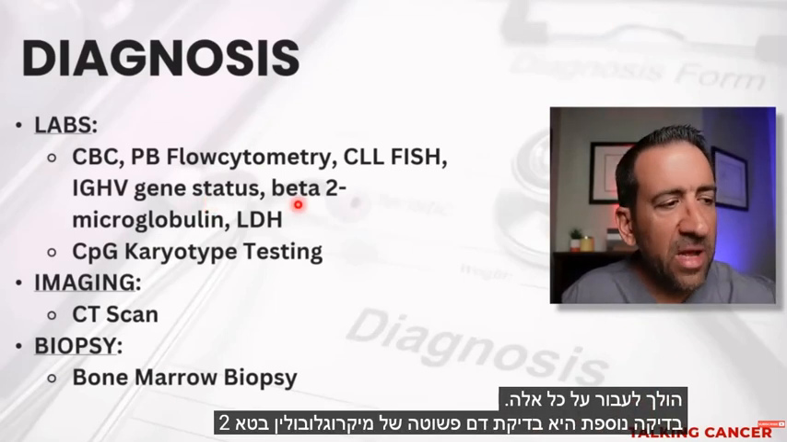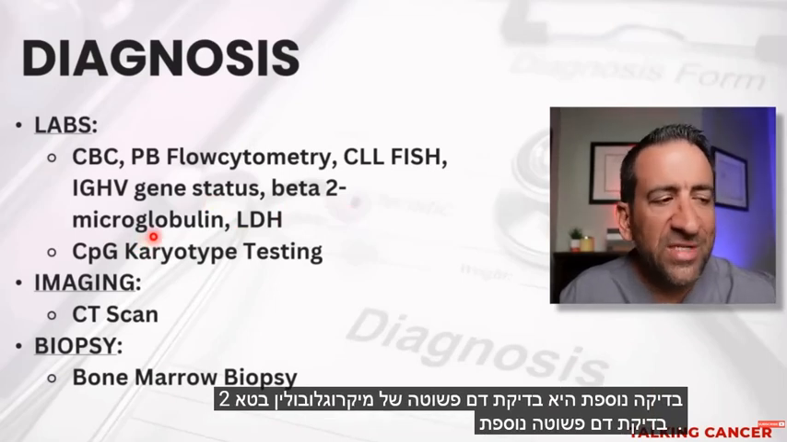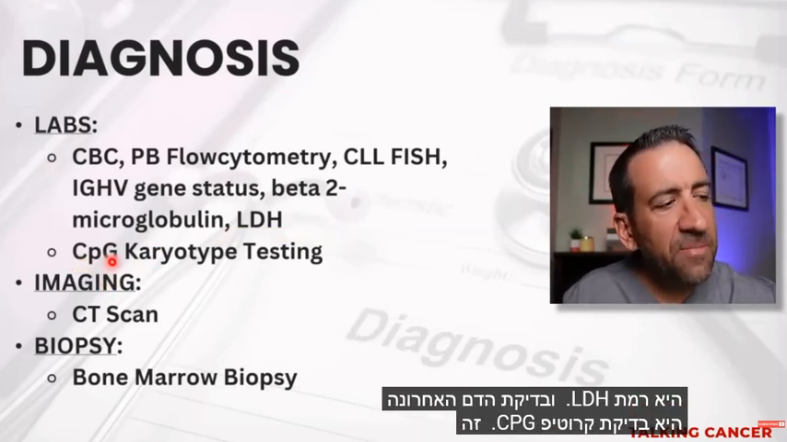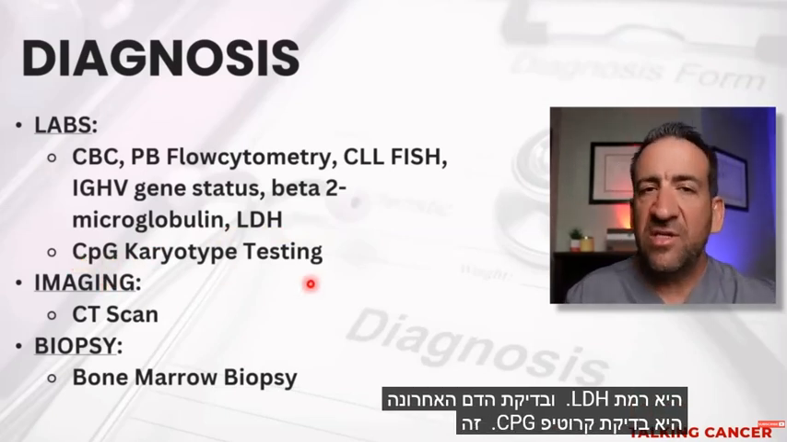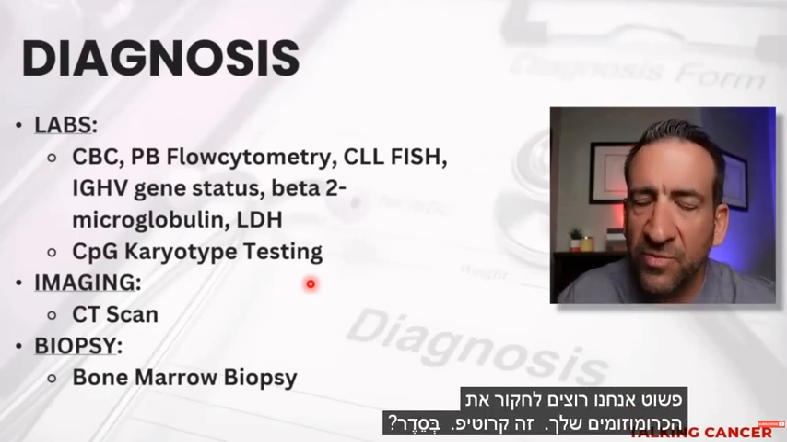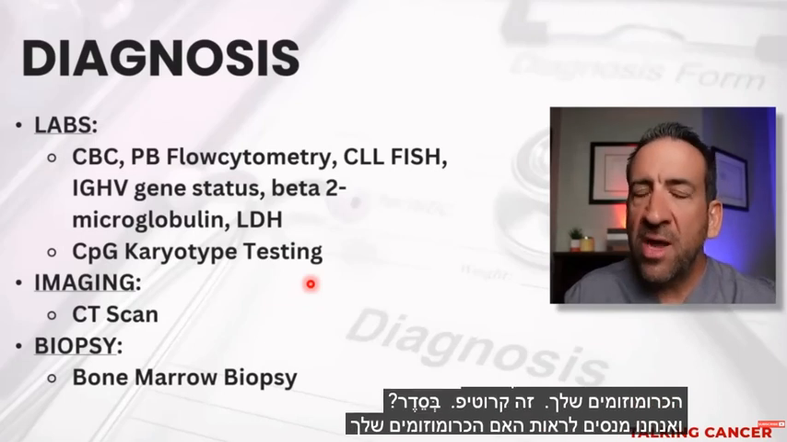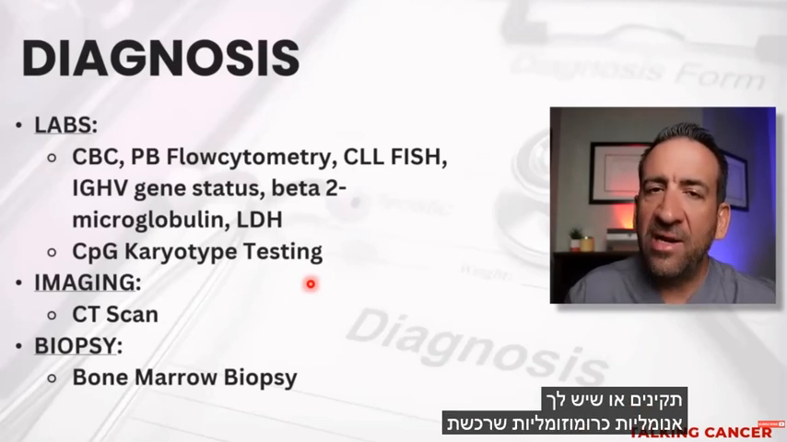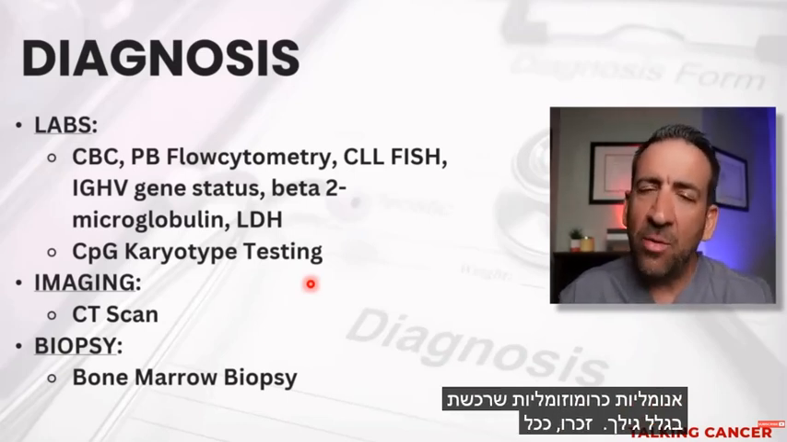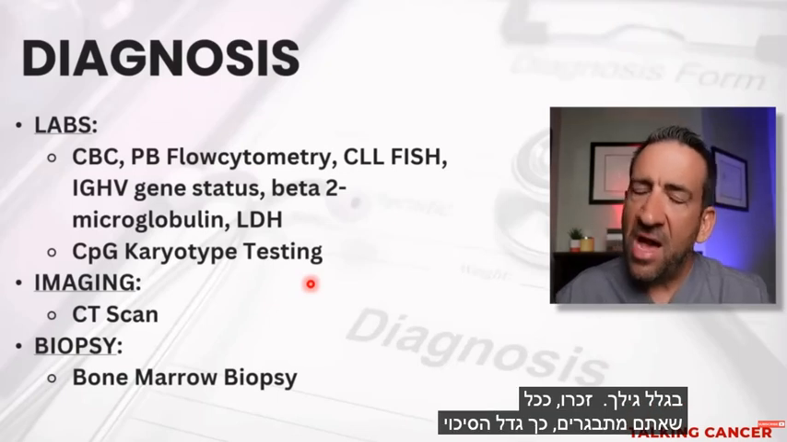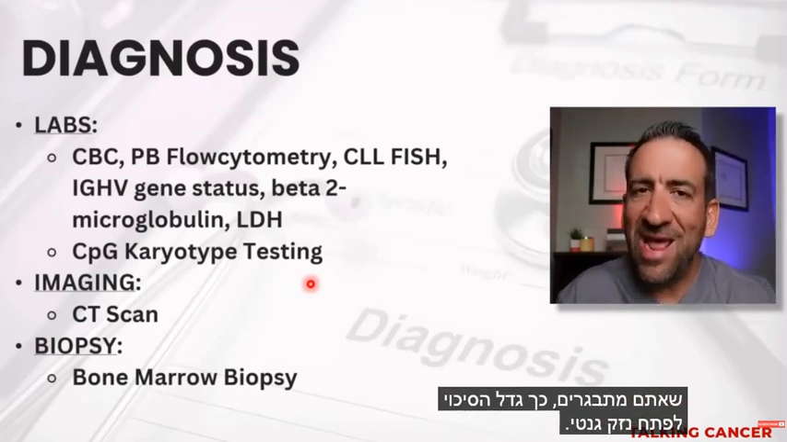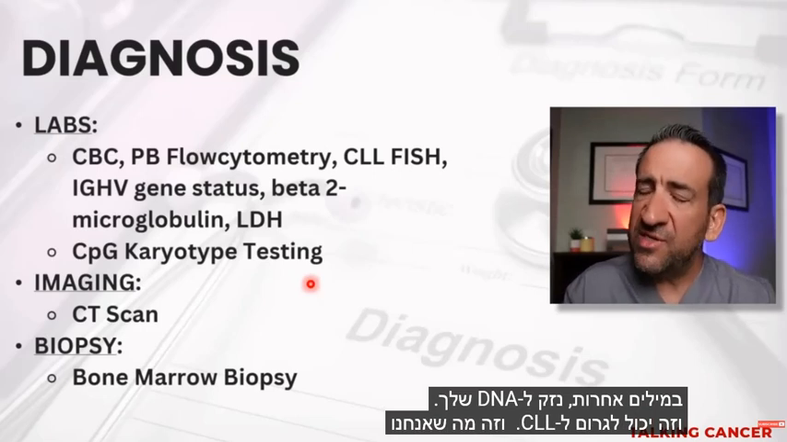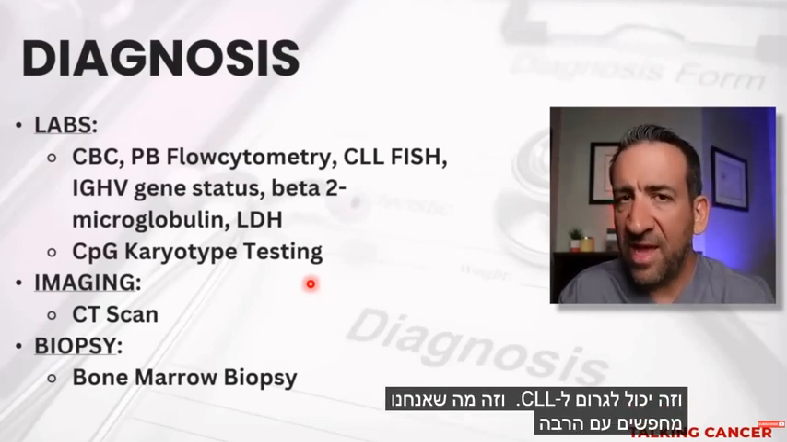Another test is a simple blood test, beta-2 microglobulin. Another simple blood test is an LDH level. And the last blood test is a CpG karyotype testing. This is simply, we want to study your chromosomes. It's a karyotype, okay? And we're trying to see, are your chromosomes normal, or do you have chromosomal abnormalities that you've acquired because of your age? Remember, the older you become, the higher the chances that you have developed genetic damage. In other words, damage to your DNA. And this can cause the CLL, and that's what we're looking for with a lot of these tests, okay?